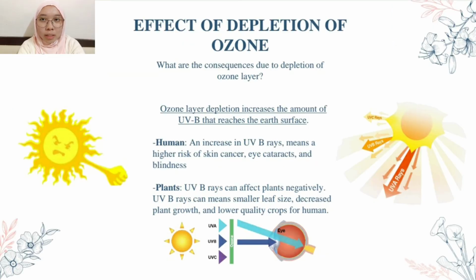Okay, now the effect of depletion of ozone. What are the consequences of depletion of the ozone layer? Ozone layer depletion will increase the amount of UVB that reaches the Earth's surface. For humans, an increase in UVB rays means a higher risk of skin cancer, eye cataracts, and blindness. For plants, UV rays can affect plants negatively. UVB rays can mean smaller leaf size, decreased plant growth, and lower quality crops for humans.